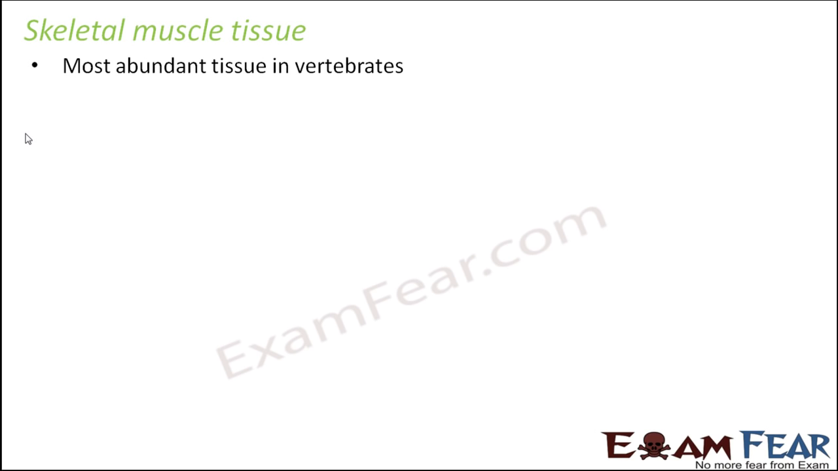This is the most abundant tissue in vertebrates. So if you talk about the vertebrates, those organisms which have a vertebral column, so human beings, these chordates, they all fall under the category of vertebrates. So skeletal muscle tissue is the most abundant tissue in vertebrates when compared to smooth muscle tissue or cardiac muscle tissue. So they cause movement of bones of the skeletal system. Okay, now that is why it is known as skeletal muscle tissue.